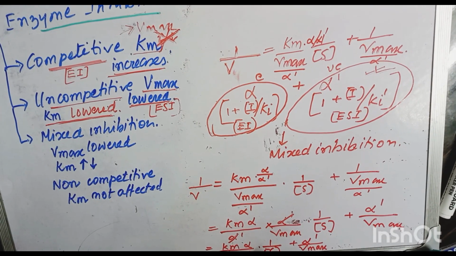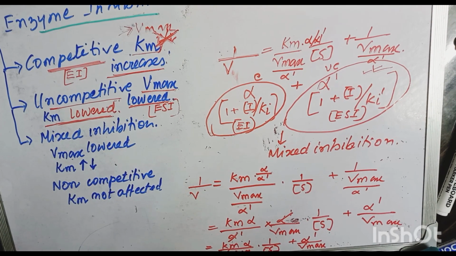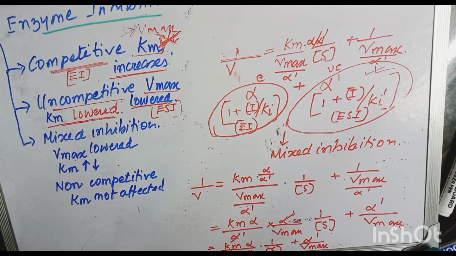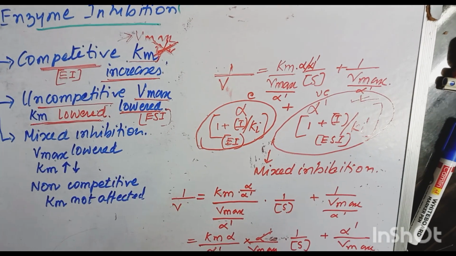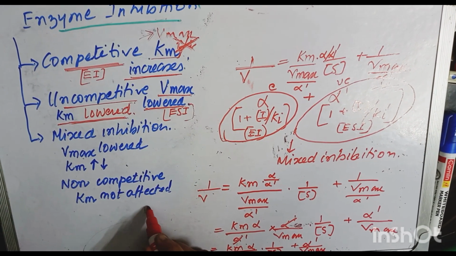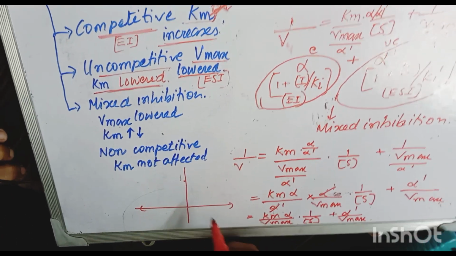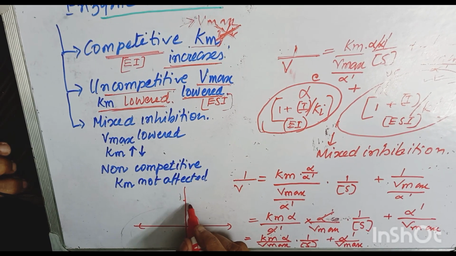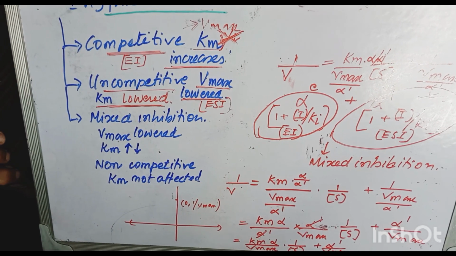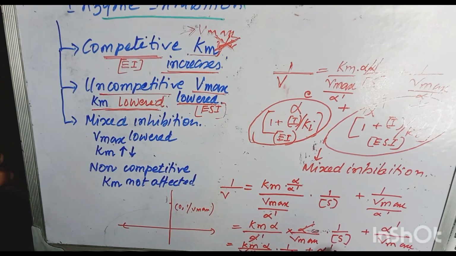Here the point C is now increased by alpha dashed. The point C is now increased by alpha dashed. If I now write the ordinates, if this is for uninhibited A, then the value was 0, 1 by Vmax, but now the value has increased by alpha dashed, like competitive.